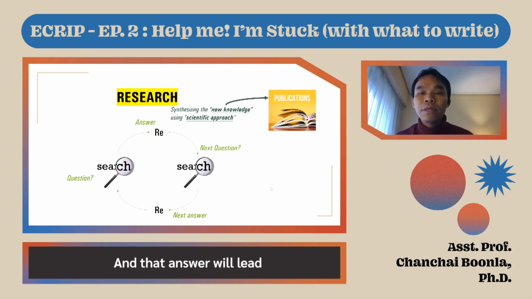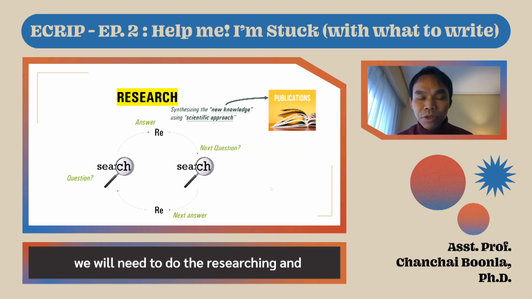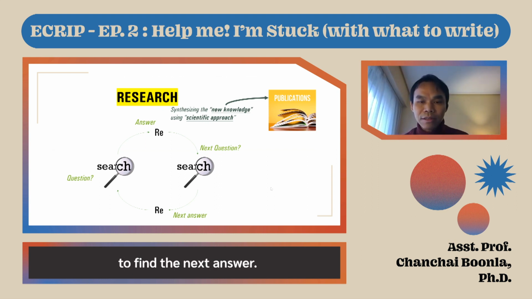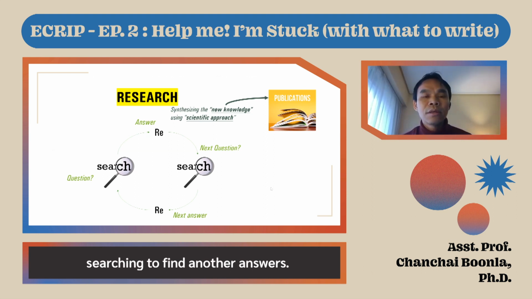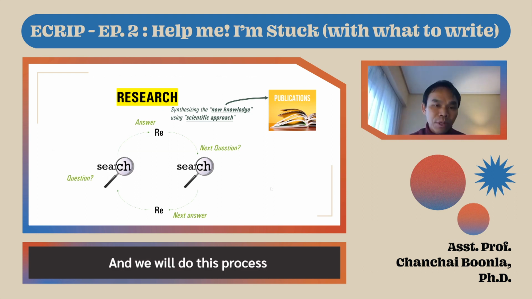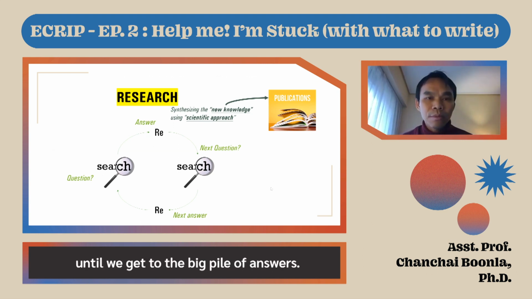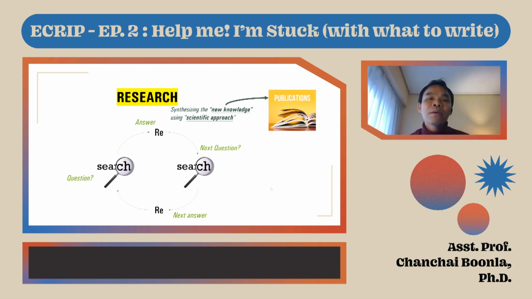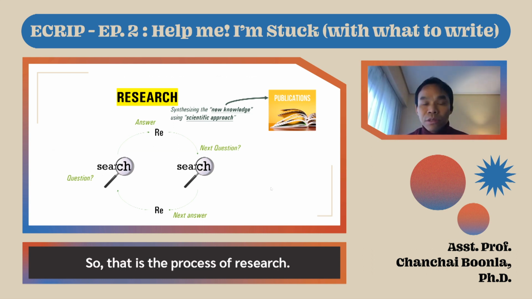And that answer will lead to the next questions. And for those next questions, we need to do the researching, do the searching again to find the next answer. And that next answer will lead to another question, and we search again to find another answer. We will do this process over and over again until we get a big pile of answers. So that is the process of research.